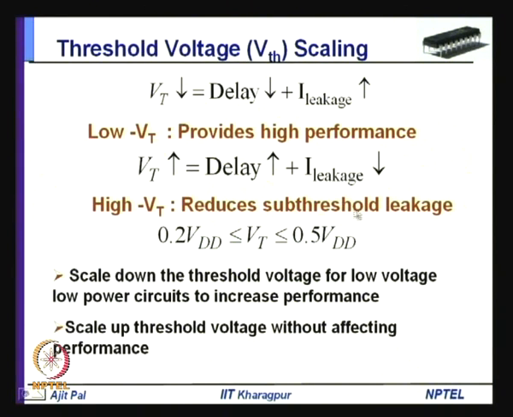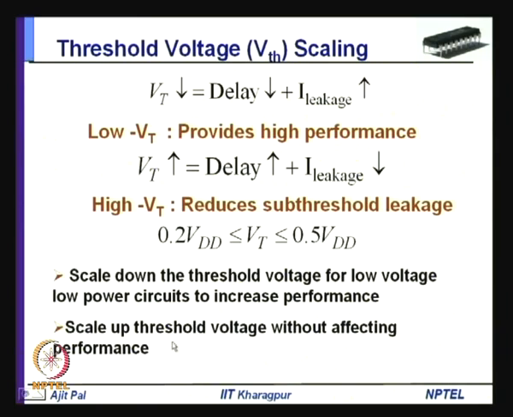So, high Vt reduces sub-threshold leakage current, and as you know, in a circuit, the threshold voltage has to be kept in the range of 0.2 VDD to 0.5 VDD to get reasonable performance, at the same time reasonable leakage power dissipation. So, from this our observation is we can scale down the threshold voltage for low voltage low power circuits to increase performance. On the other hand, we can scale up threshold voltage without affecting performance.